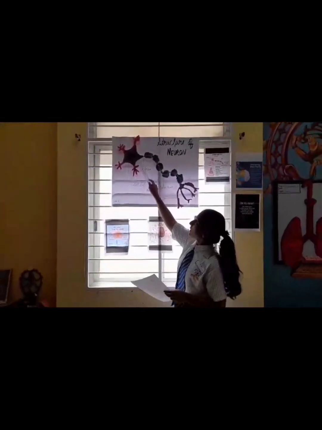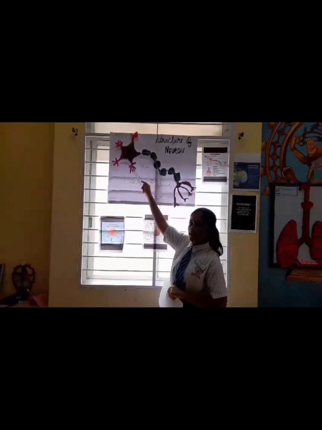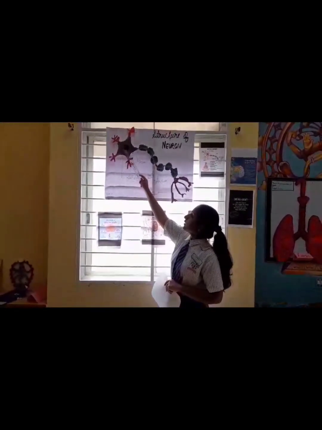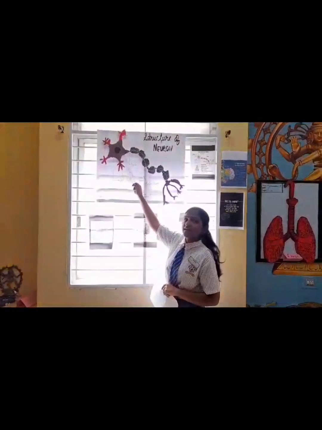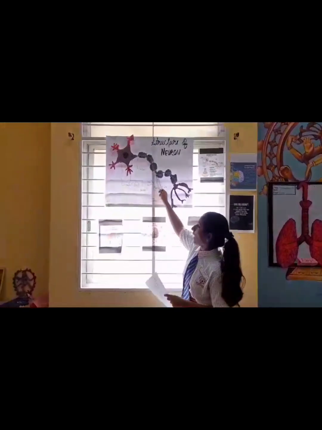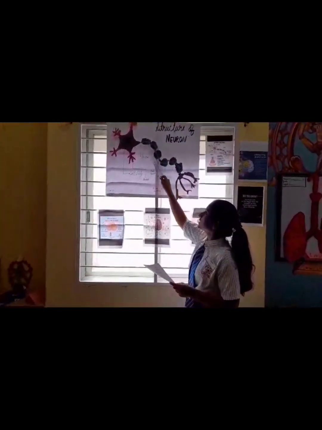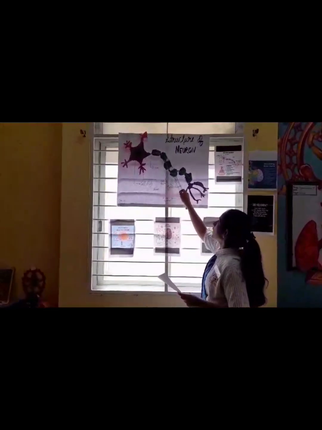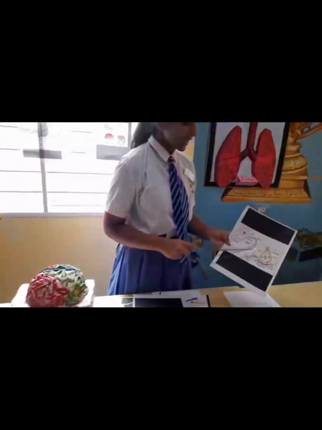Cell body is surrounded by cytoplasm. It has central nucleus and has special granules called Nissl's granules. Cell body is also called cyton or soma. Cell body receives the impulse from dendrite and passes it to axon. Axon is the single elongated branch from the cell body which receives the impulse from cell body and transfers it to the axon terminal. This is a picture of an axon.